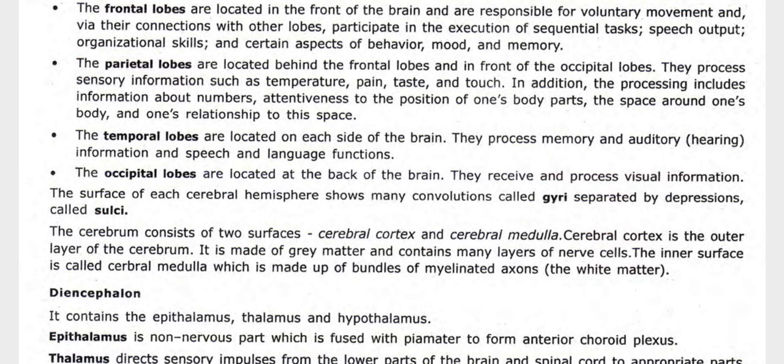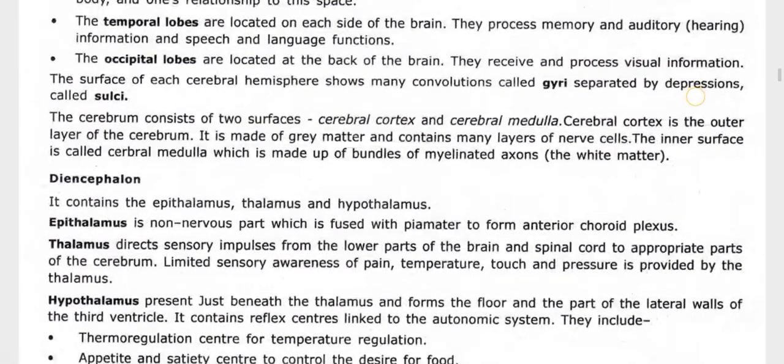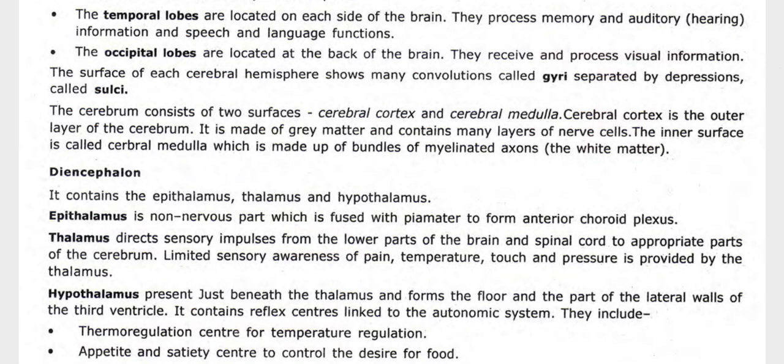They process sensory information such as temperature, pain, taste, and touch. In addition, the processing includes information about numbers, attentiveness to the position of one's body parts, the space around one's body, and one's relationship to this space. Then the temporal lobes are located on each side of the brain. They process memory and auditory, like hearing, information, and speech and language functions. The occipital lobes are located at the back of the brain. They receive and process visual information.